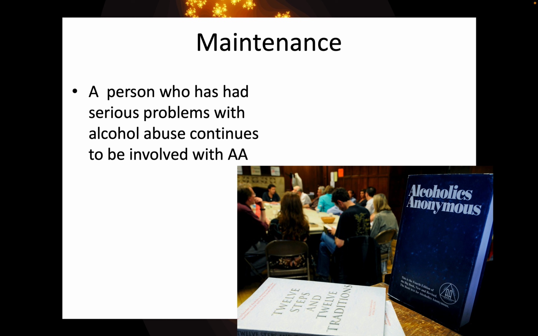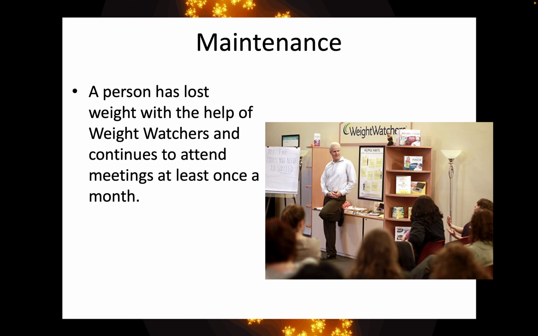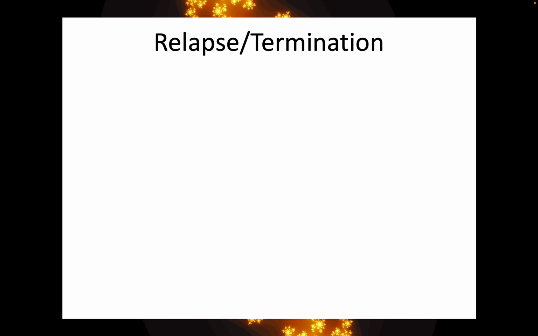A person who has had serious problems with alcohol abuse continues to be involved in AA, even though they have been sober for an extended length of time. They still go to Alcoholics Anonymous so they can remember who they are. A person who has lost weight with the help of Weight Watchers continues to attend meetings at least once a month. And I think Weight Watchers has actually changed their name. Hasn't Weight Watchers changed their name? WW? Yeah, now they're WW. They're no longer Weight Watchers for some reason. And yeah, they're lifetime members and they get to come to meetings for free. Oh, lifetime members get to come to meetings for free.